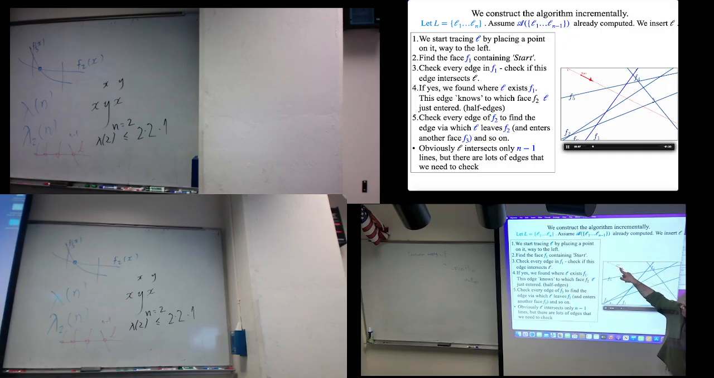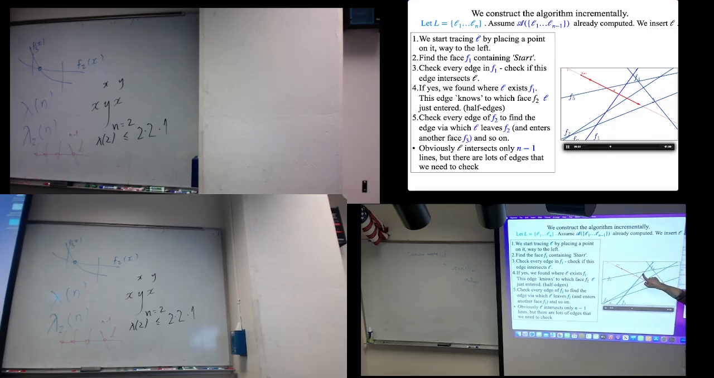What am I doing now? I'm asking where this starting point is in one of the faces. I know which face it is, and I know what are the edges that define this face. I find the edge that is intersected by this line, again in the face that it started from. This edge has a twin edge on the next face, right here.